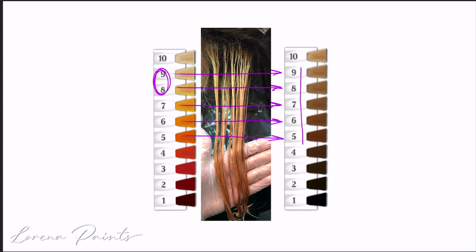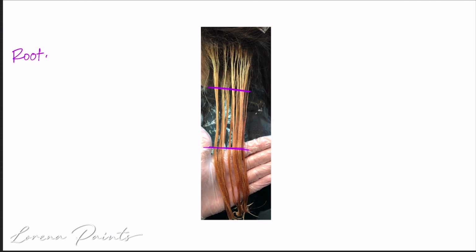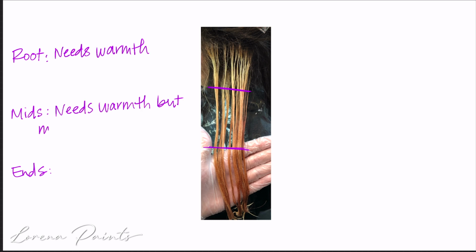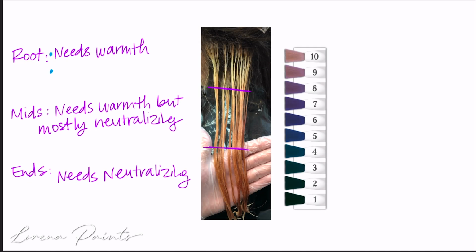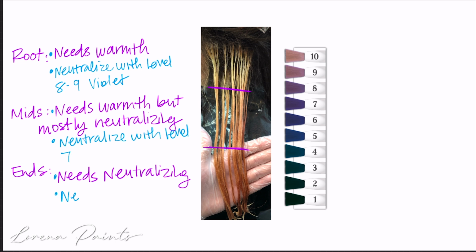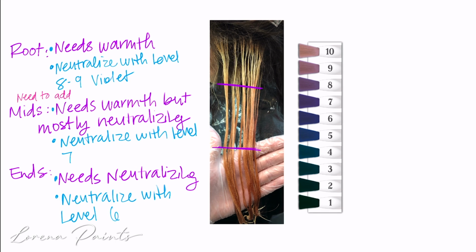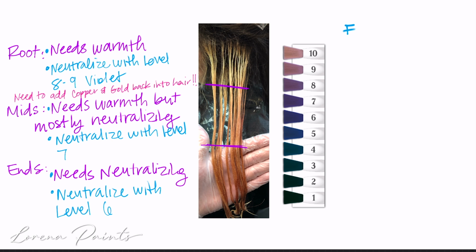Let's start in steps. Where do we need to deposit warmth? On her root, she will need the most warmth. On her mids, she will need some warmth, and her ends mostly need neutralizing. On her root, we need to neutralize with a level 8-9. Her mids, we need to neutralize with a level 7, and her ends, we need to neutralize with a level 6-7.